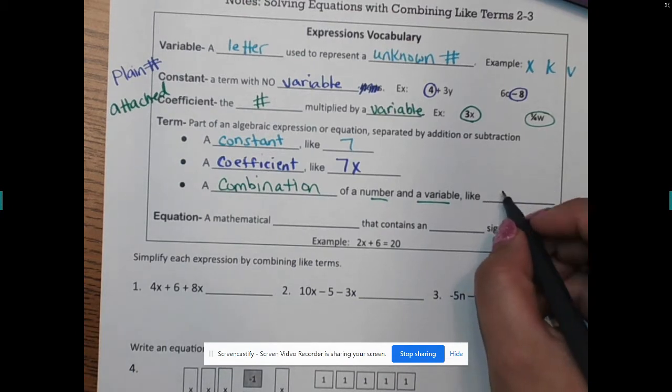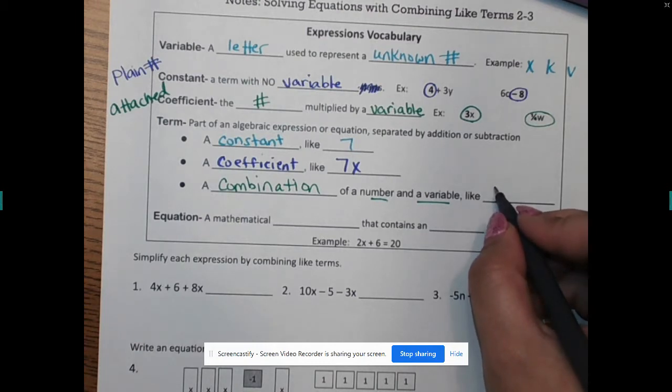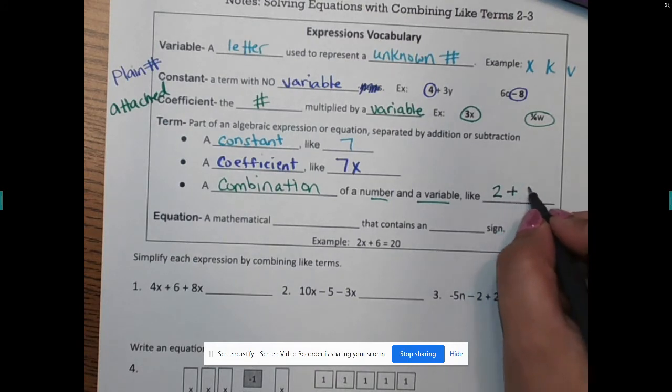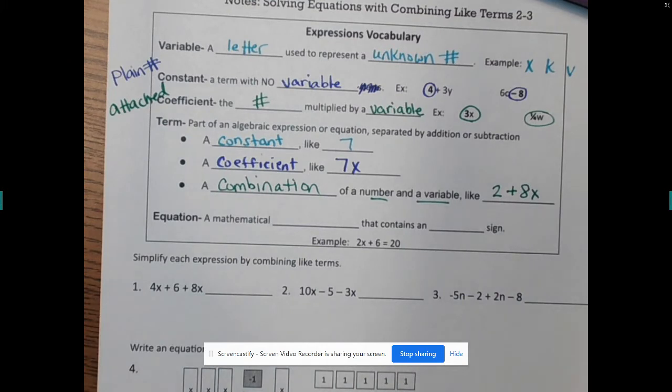A constant. Give me a constant. 2. Okay, give me a coefficient. 8x. Okay, plus 8x. So sometimes it's just a plain number, sometimes it's a coefficient, sometimes it is a combination of constants and coefficients.